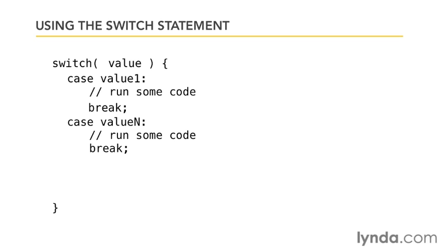Now, in the case where none of the values map to a particular case, you can have a default case, which will run some code or do nothing. It's up to you. But the default case will be executed when none of the other values match.